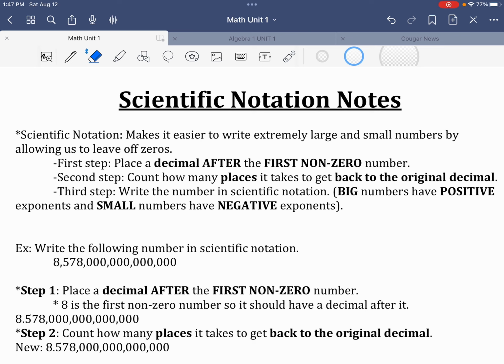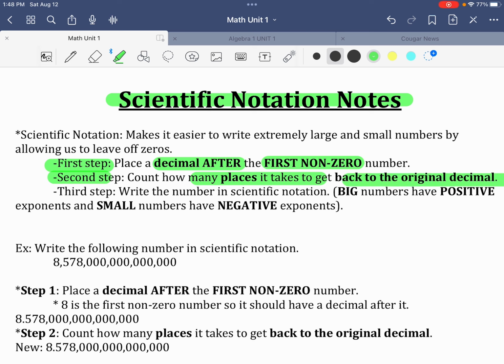Today we're going to learn about scientific notation. Scientific notation is just a way to make it easier to write extremely large or extremely small numbers by allowing us to leave off zeros. The first step of scientific notation is to place a decimal after the first non-zero number. Second step, count how many places it takes to get back to the original decimal.